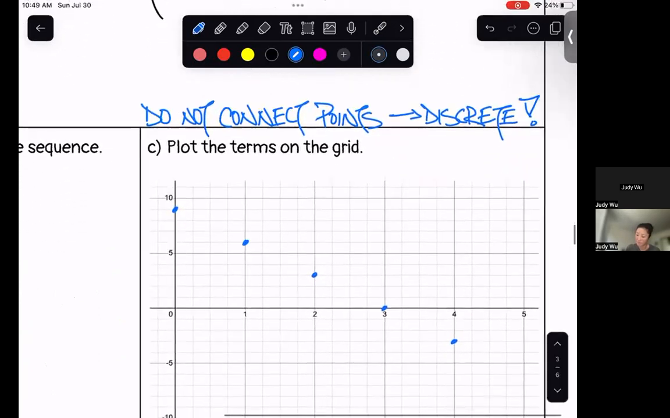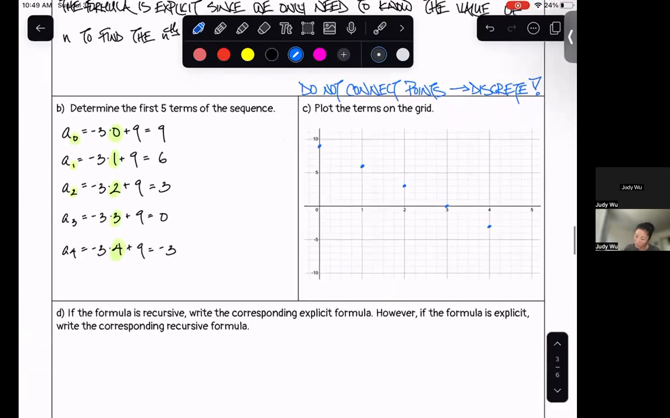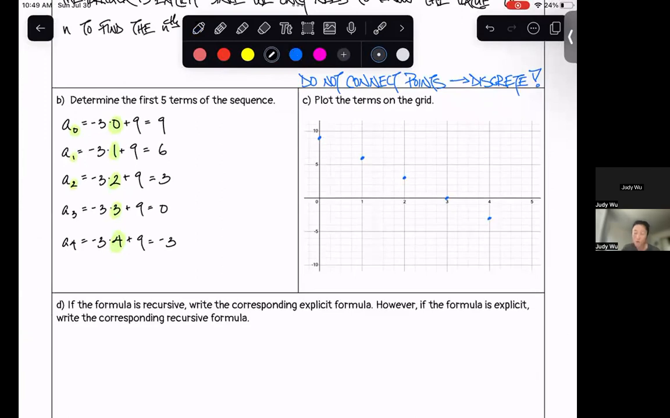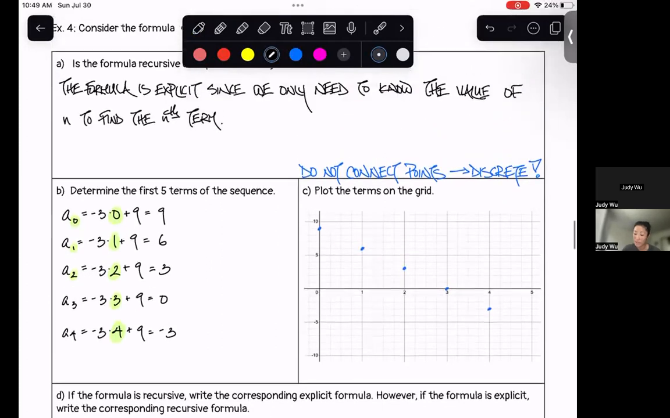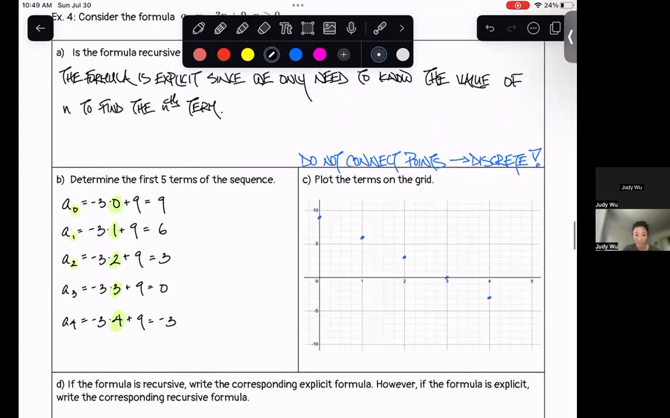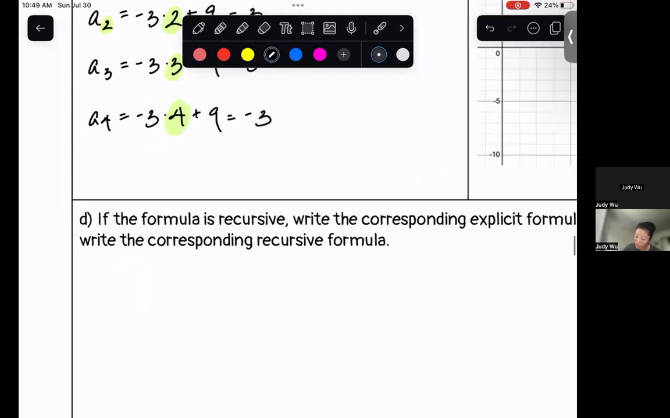Okay, all right. Got one last question here. If the formula is recursive, write the corresponding explicit formula. However, if the formula is explicit, write the corresponding recursive formula. So we said earlier that the formula is explicit. So now we need to write a corresponding recursive formula, meaning I want to write a formula where it tells me what to do based on the previous point.